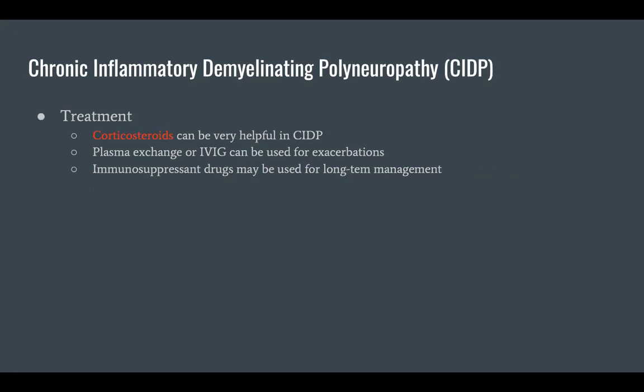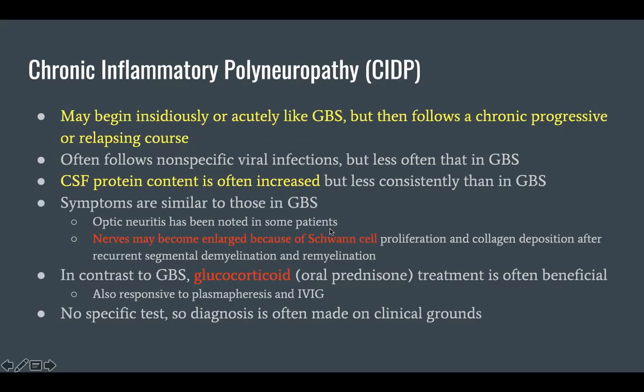Treatment. This is how it differs from Guillain-Barré. The treatment is going to be corticosteroids, as well as plasma exchange and IVIG. Just remember that in Guillain-Barré, we don't use steroids, but for CIDP, we can use steroids, and it's very helpful. Okay. So it's going to be acute to begin with, and then it progresses. CSF, very similar. The nerves may become enlarged, and remember, use steroids.